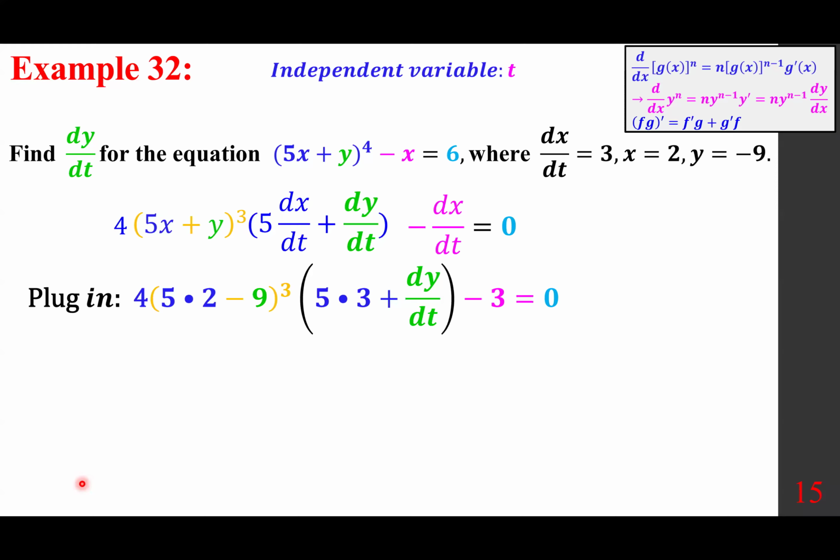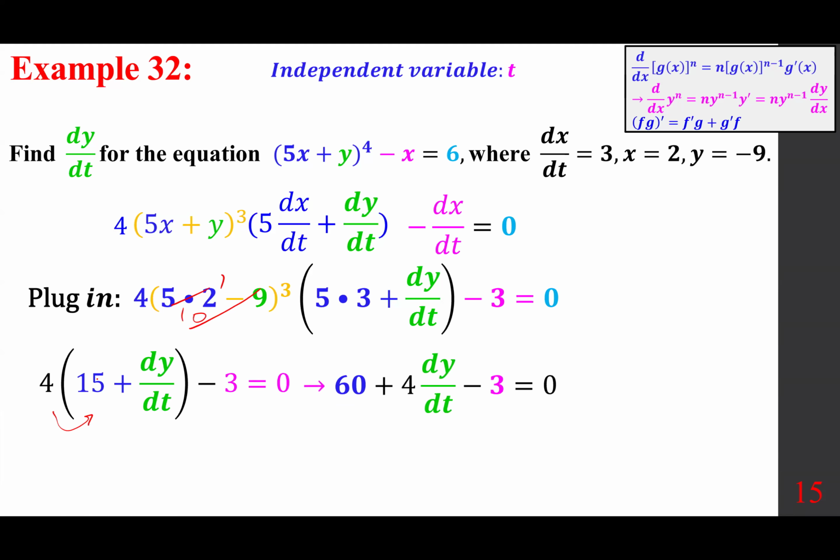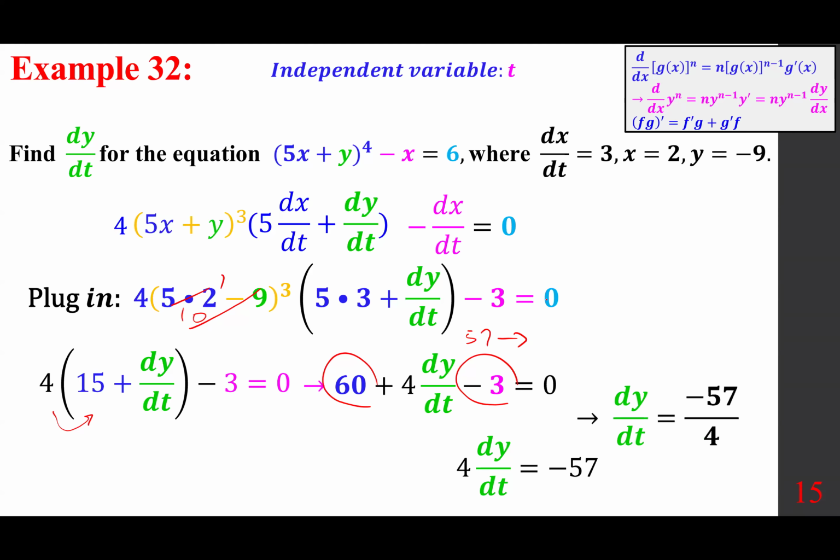So when we plug in, this is 10. 10 minus 9 is 1. 1 cubed remains as 1. 5 times 3 is 15. This is what we get. Distribute number 4, and we get 60 plus 4 dy/dt. Numbers add up to 57. So 57 moves, and it becomes negative on the right side. dy/dt becomes negative 57 over 4 as the final answer.